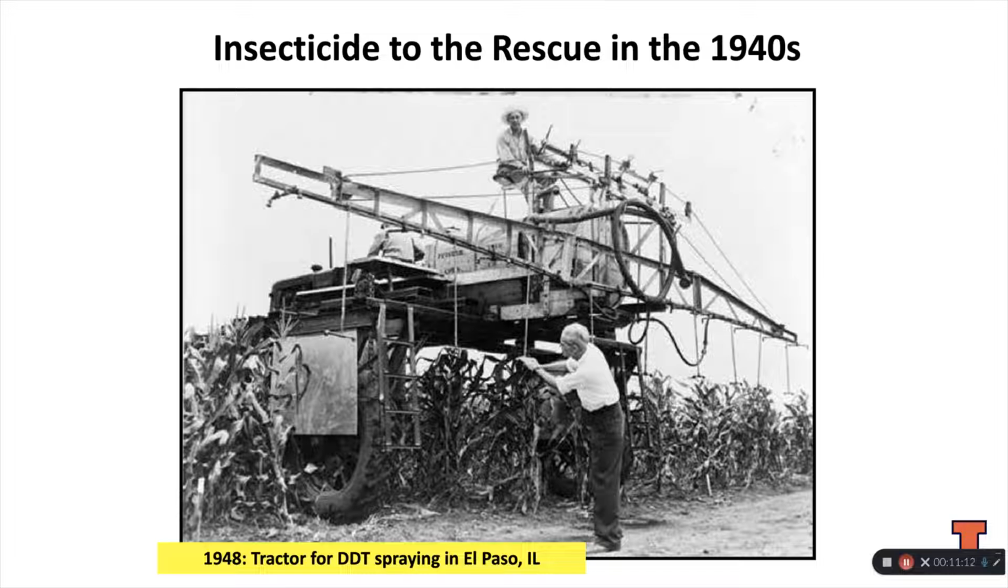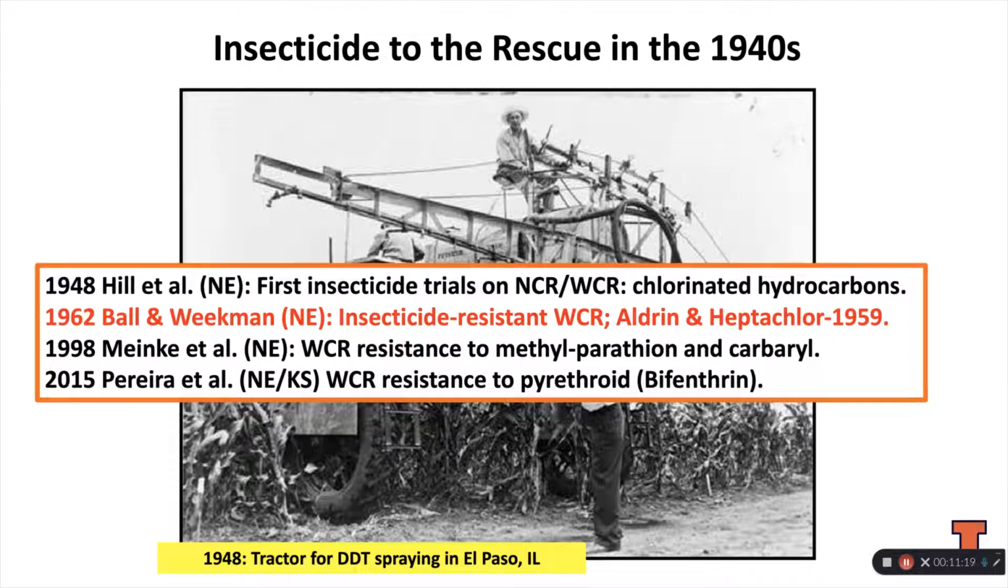However, the first rootworm trials with insecticide didn't occur in Illinois. They did occur in 1948, but they were in Nebraska. And that was the first year that insecticides were used against northern corn rootworms and western corn rootworms.